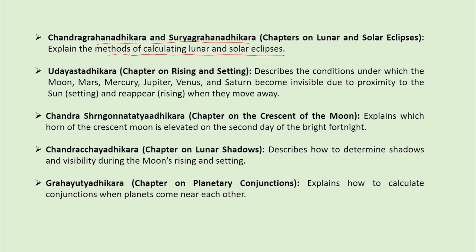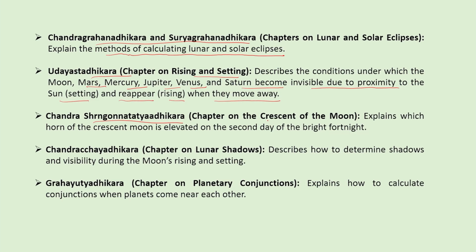Next is Udayastadhikar, the chapter on rising and setting. It describes the conditions under which the moon, Mars, Mercury, Jupiter, Venus and Saturn become invisible due to proximity to the sun, setting, and reappear, rising, when they move away. Next is Chandra Sringonnatyadhikar.